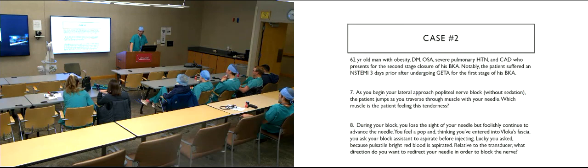So during your block, you lose sight of the needle, but foolishly just continue to advance your needle. You feel a pop and feel like you've entered the Volkmann's fascia, which is surrounding the sciatic. You ask your block assistant to aspirate before injecting. Lucky you ask, because pulsatile red blood flow is aspirated. Relative to the transducer, what direction do you want to redirect your needle in order to properly block?